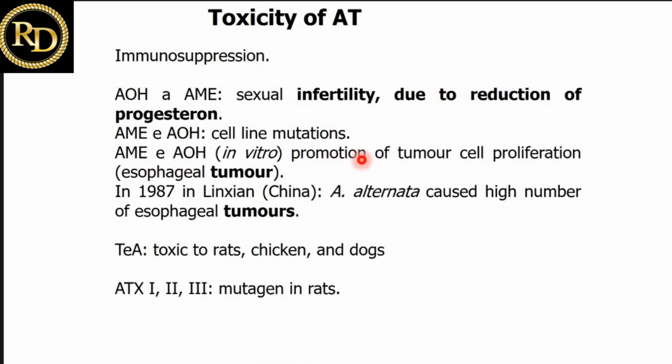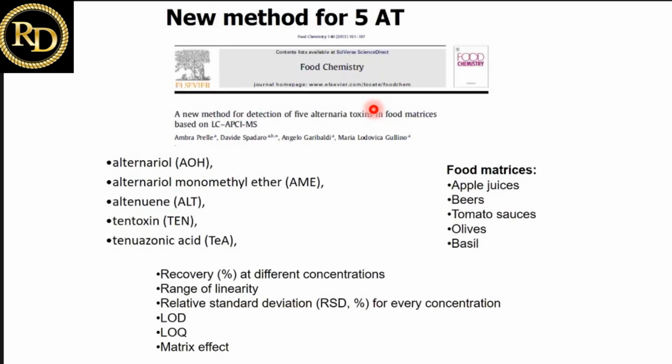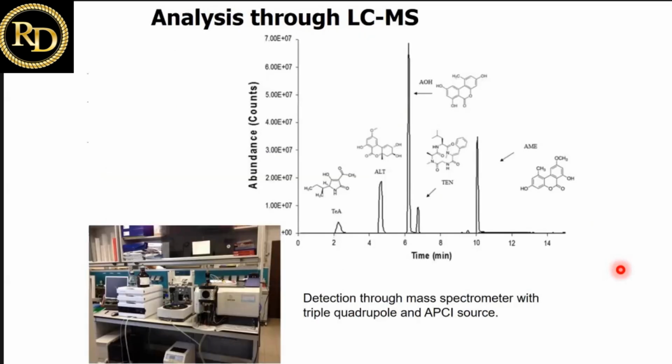They have effects mainly as immunosuppression and also infertility. They are also possibly involved in the development of esophageal cancer. And yes, we worked also on this by developing some HPLC method for detection of these Alternaria toxins in different matrices.